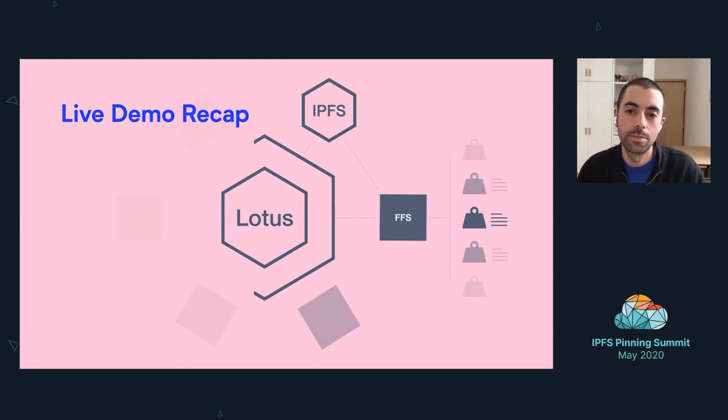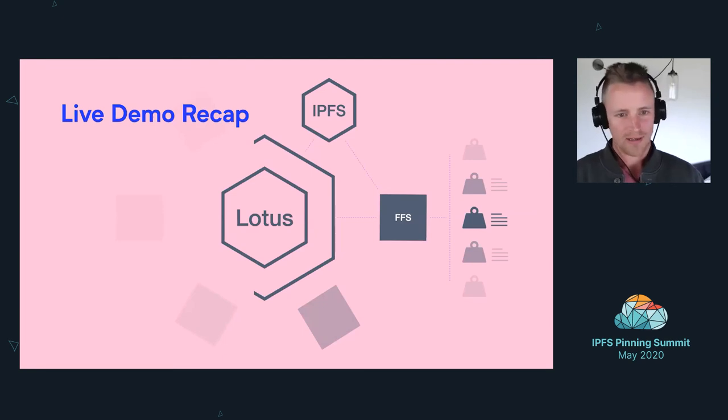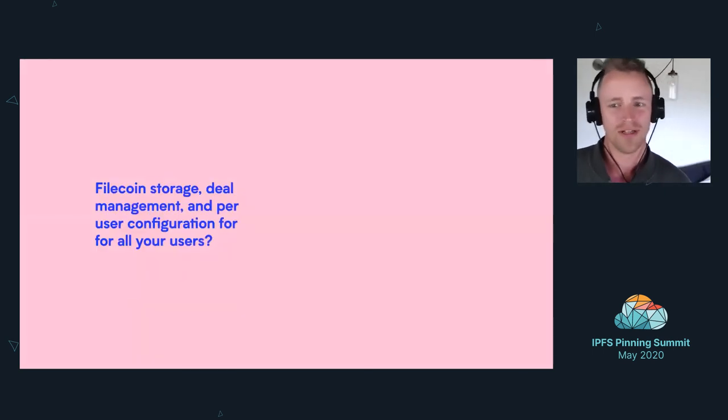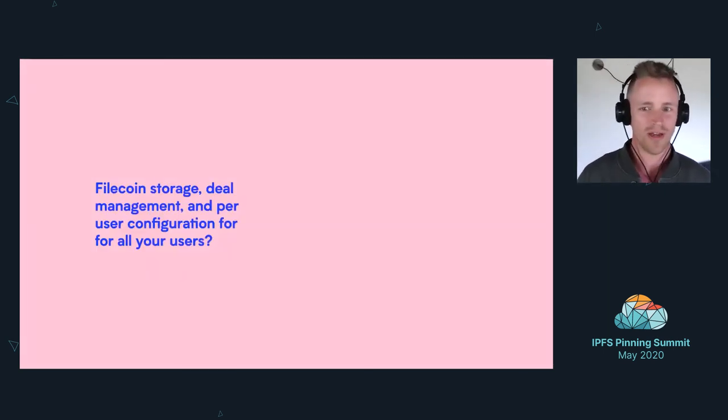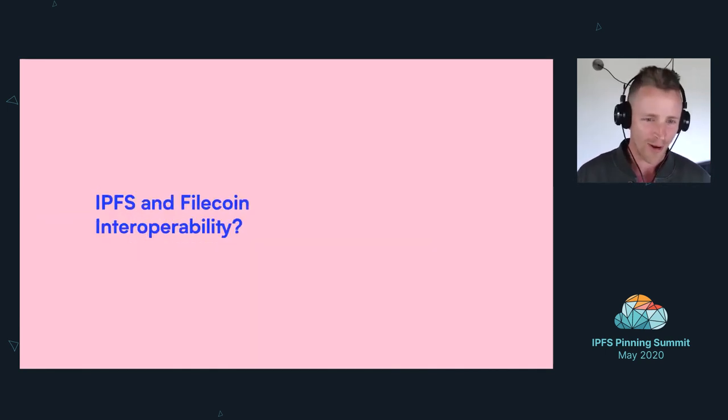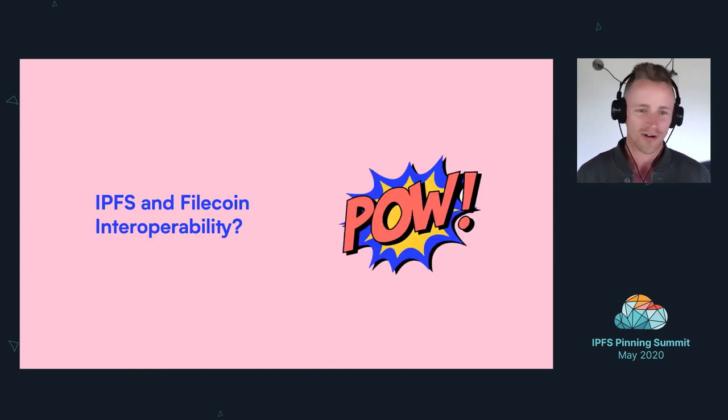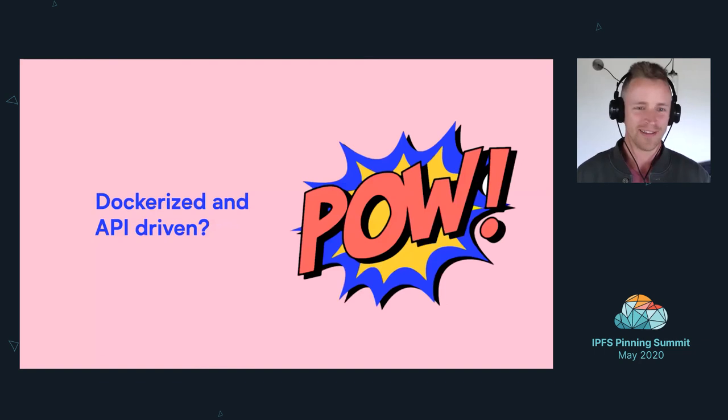Thanks, Aaron. I think we're almost out of time, but let me just wrap this up very quickly. Aaron showed you a lot of things, and showing it over a CLI, you had to move through it sort of slowly. So I hope you got it all, but just to recap, because I'm so excited about how much is packed into this pretty little thing: Filecoin storage, deal management, per user configurations for all your users, Powergate's got it. IPFS and Filecoin interoperability, Powergate's got it. Dockerized and API driven, I hope you're seeing the trend. Widely supported and typed APIs.